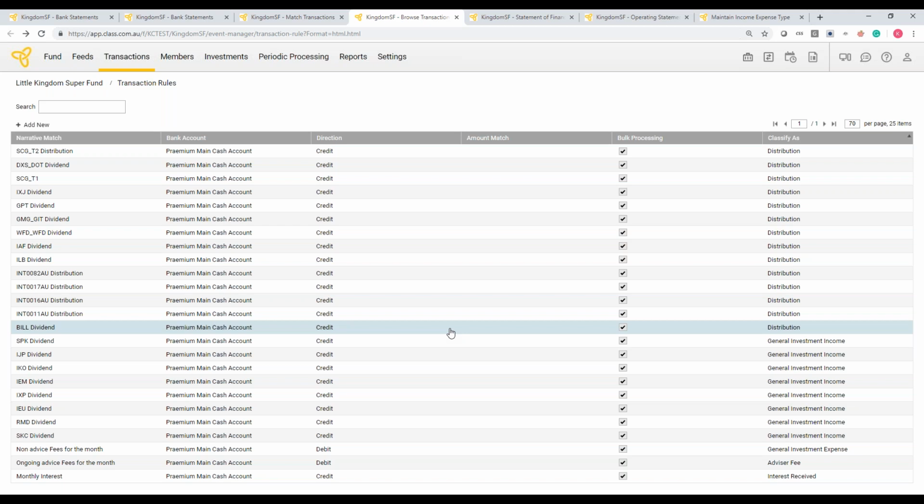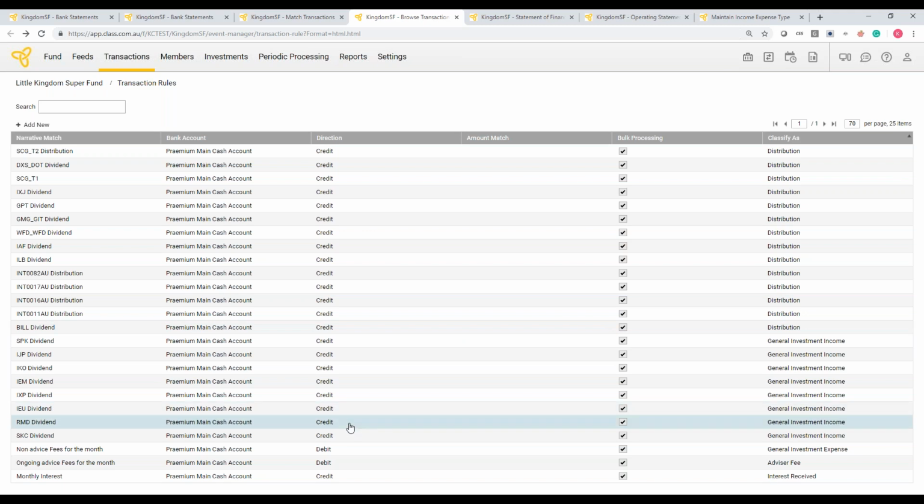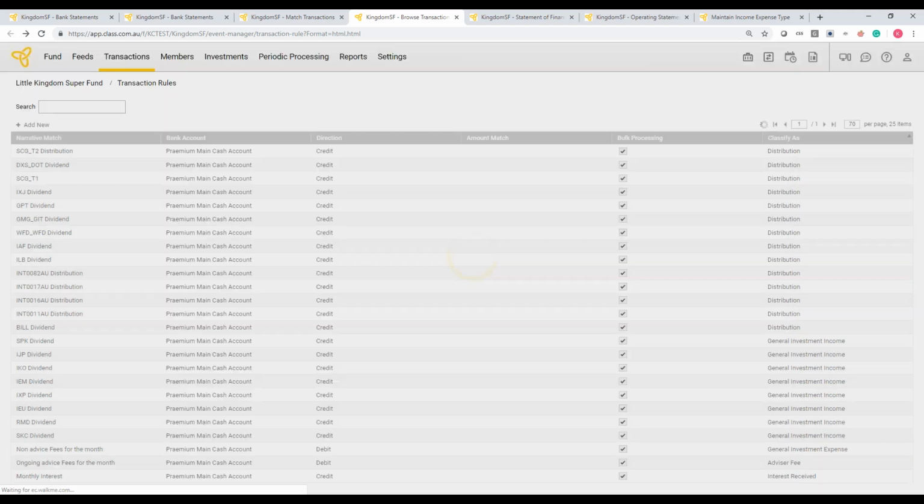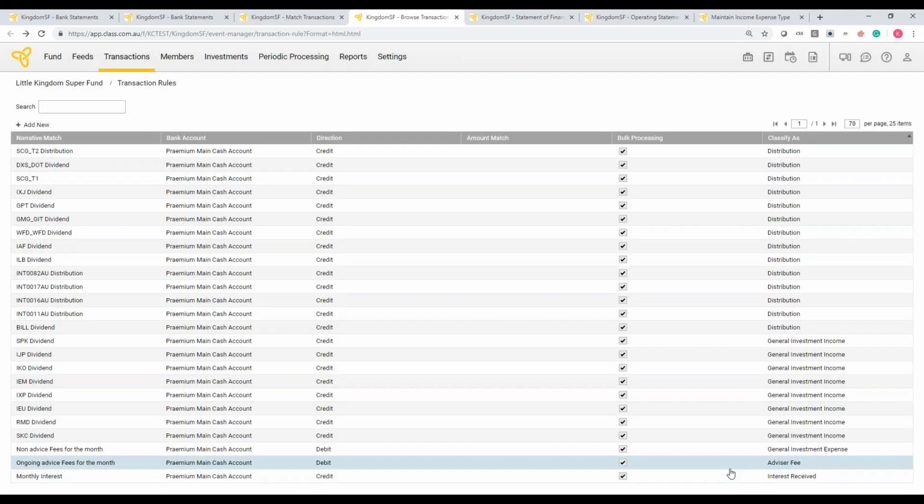The other one I did was predominantly for the foreign incomes. ResMed is the example. You know they're going to generate foreign income for these ones, but unfortunately, the transaction rule does not necessarily handle the foreign tax credits because it's not using the income announcement data from class. However, we can process one journal at the end of the financial year to reflect the foreign tax credits. Okay, so that's the reason I created those rules, predominantly for income and distribution.